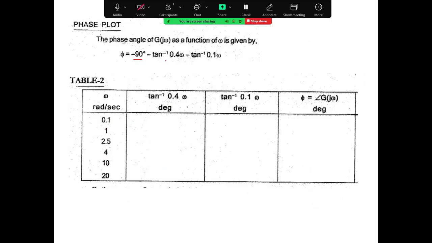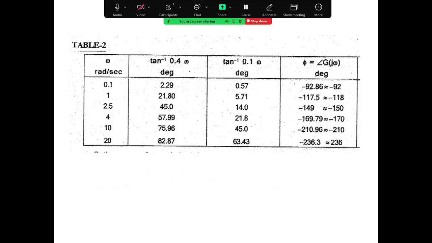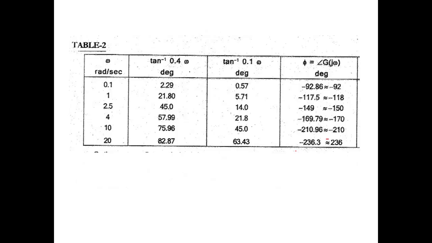So then I can apply for this tan inverse of 0.4 omega and the same in tan inverse of 0.1 omega. Finally, we will get the phase angle. So here I will get that. So that is approximately minus 92, minus 118, minus 150, minus 170, minus 210. Sorry, it is minus 236. So from minus 90 to minus 230, you will get. So in this way, we are going to calculate the phase angles. Clear? So then we are going to draw the graph. So on the same graph sheet, we have to draw the magnitude plot as well as phase plot also.